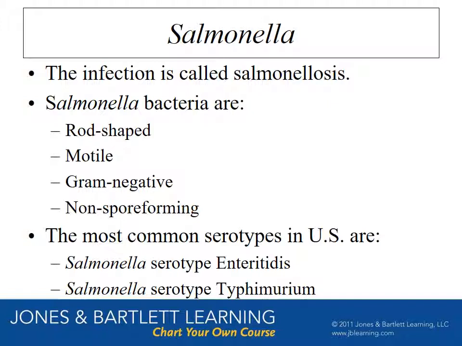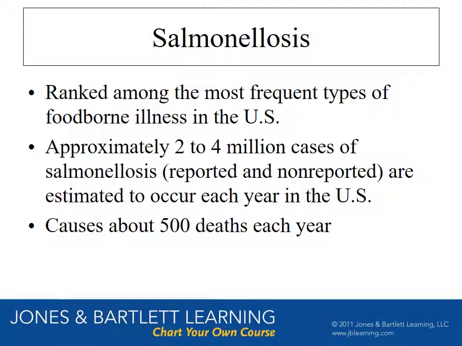The common types in the U.S. are Salmonella enteritidis and Salmonella typhimurium. It's one of the most frequent types of foodborne illness. Approximately 2 to 4 million cases, including all of those that don't seek care, are estimated to occur each year, and it causes a small number of deaths, about 500.